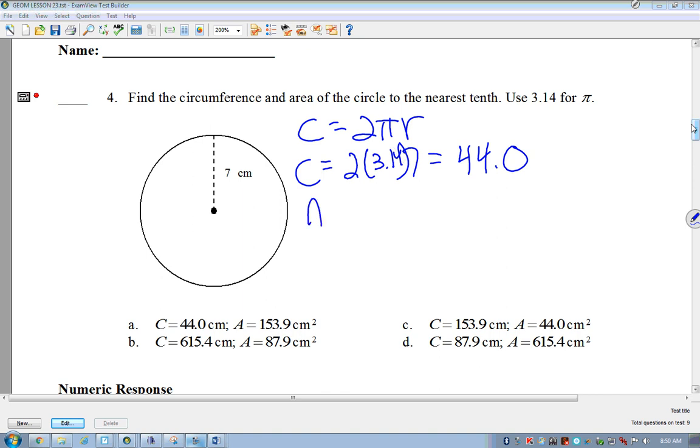What is area? Pi r squared. Oh yeah, I forgot it's an early out day. Okay, what did you get for your answer there? 153.9 centimeters squared. In centimeters, we'll make sure that we label.